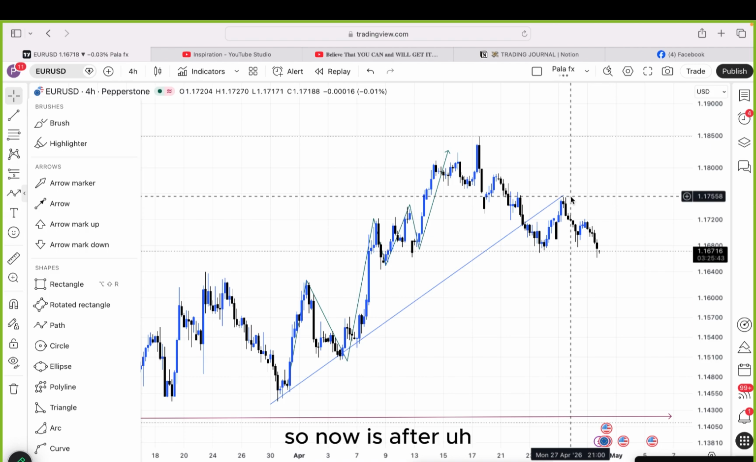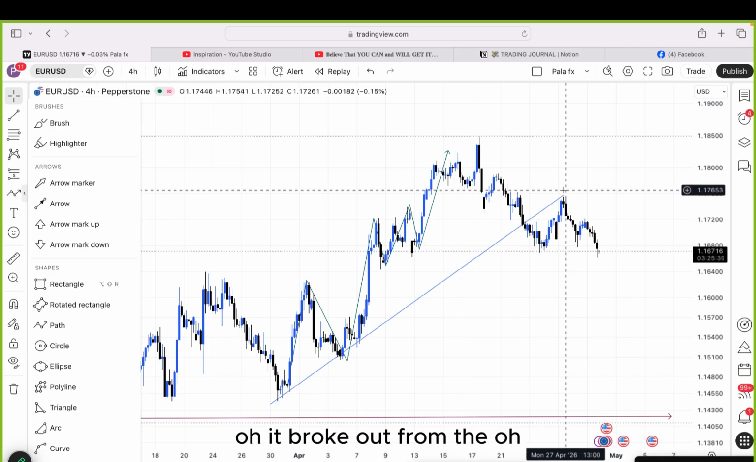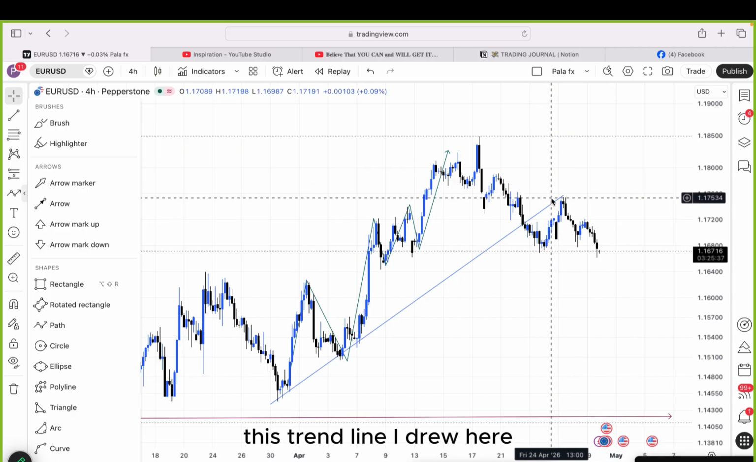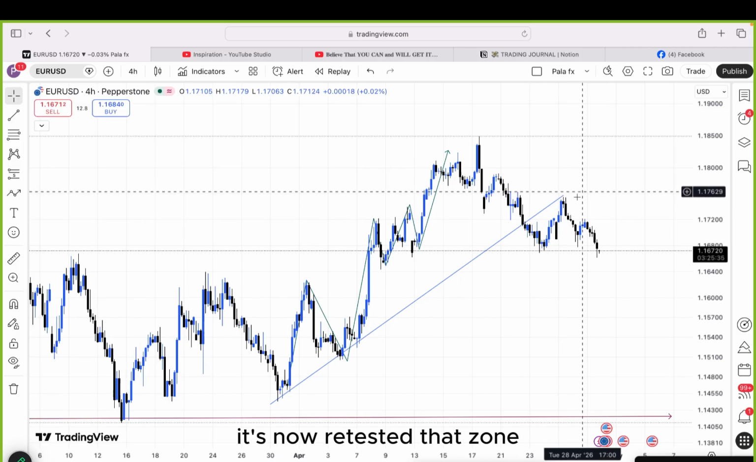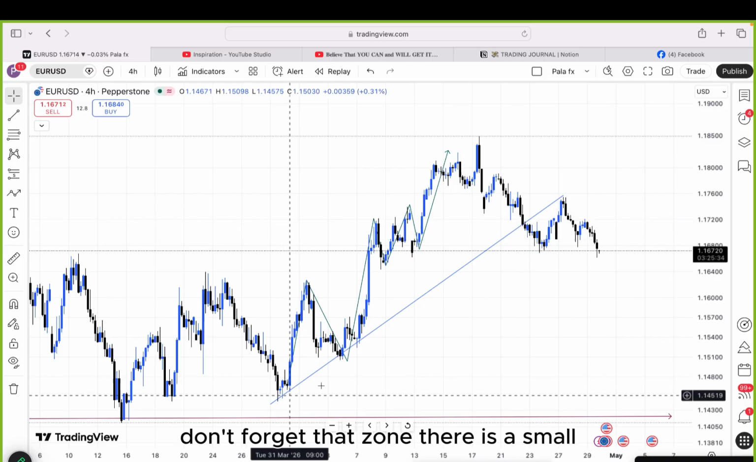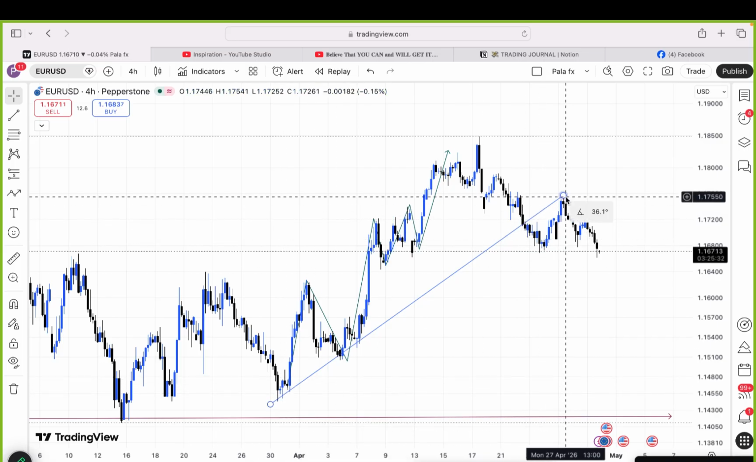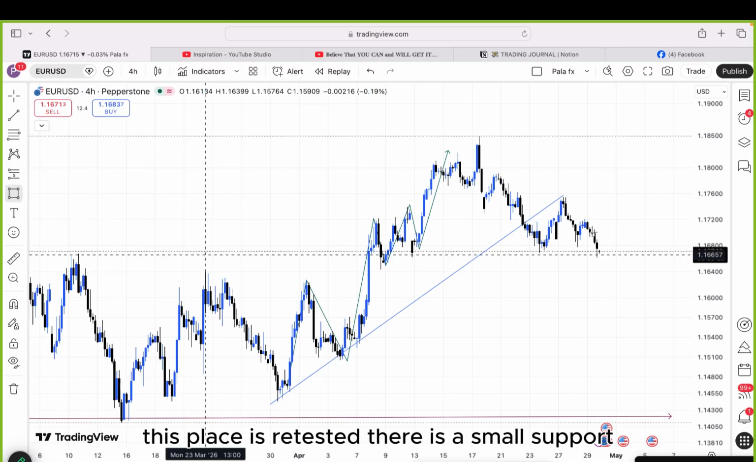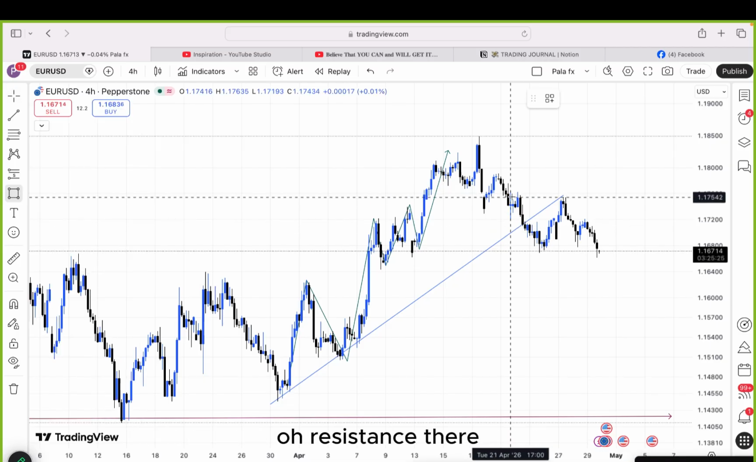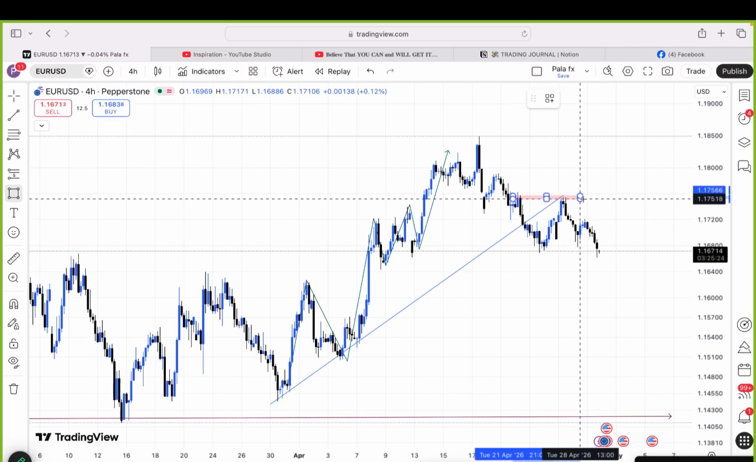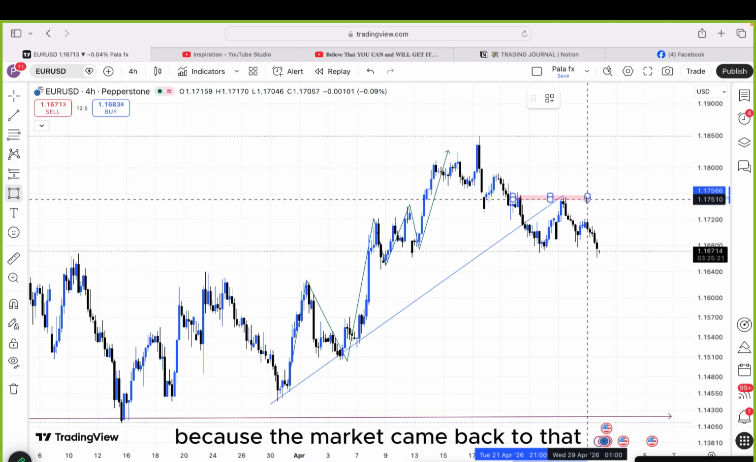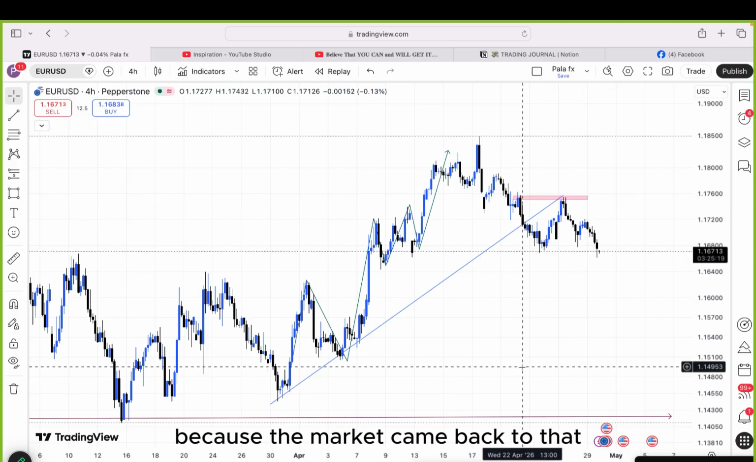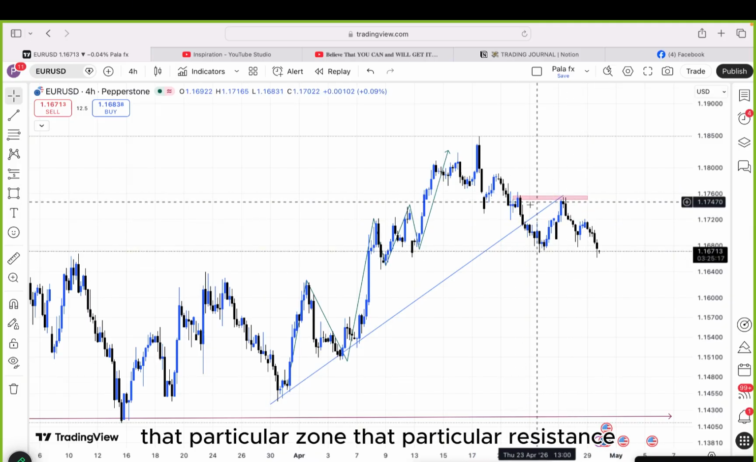Okay, so now, after it broke out from this trend line I drew here, it has now retested that zone. Don't forget that zone. There is a small support resistance there. This place is retested. There is a small resistance there because the market came back to that particular zone, that particular resistance, and it started selling again.